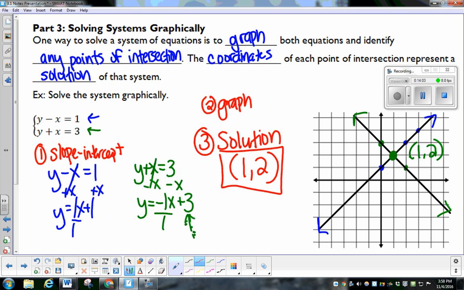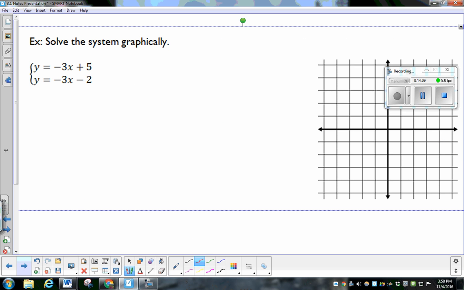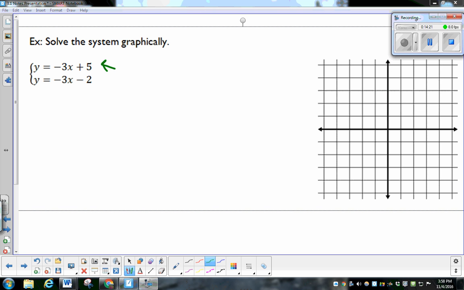All right, so we're going to go on to another one. I'm just going to tell you right away that something funny is going to happen on these next two. So we're going to solve this graphically. These are both already in slope-intercept form, which makes it kind of nice. I'm going to graph this one right here in green. My y-intercept is 5, so I need to go up 5: 1, 2, 3, 4, 5.